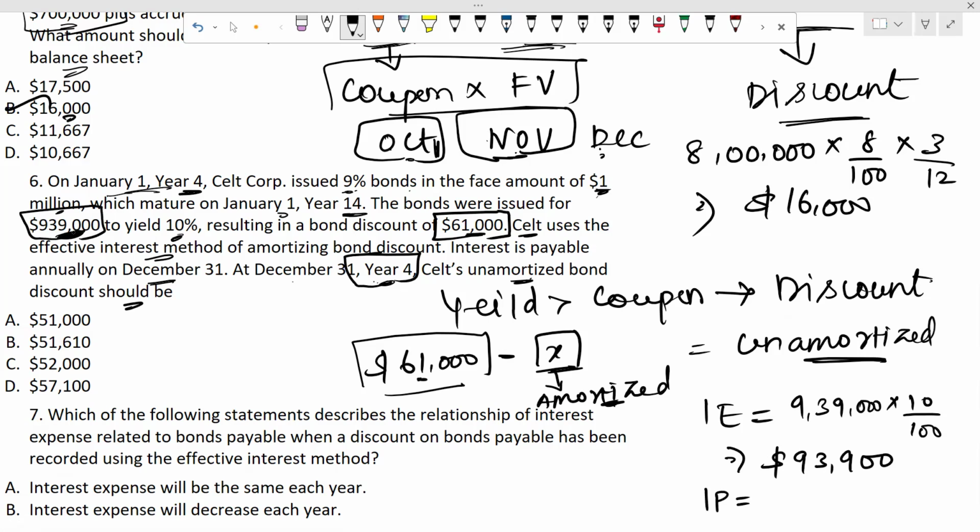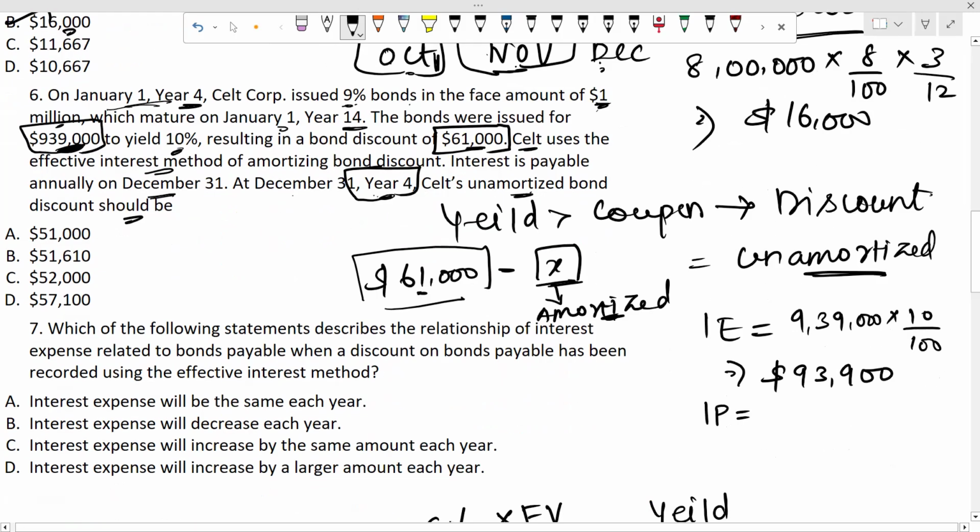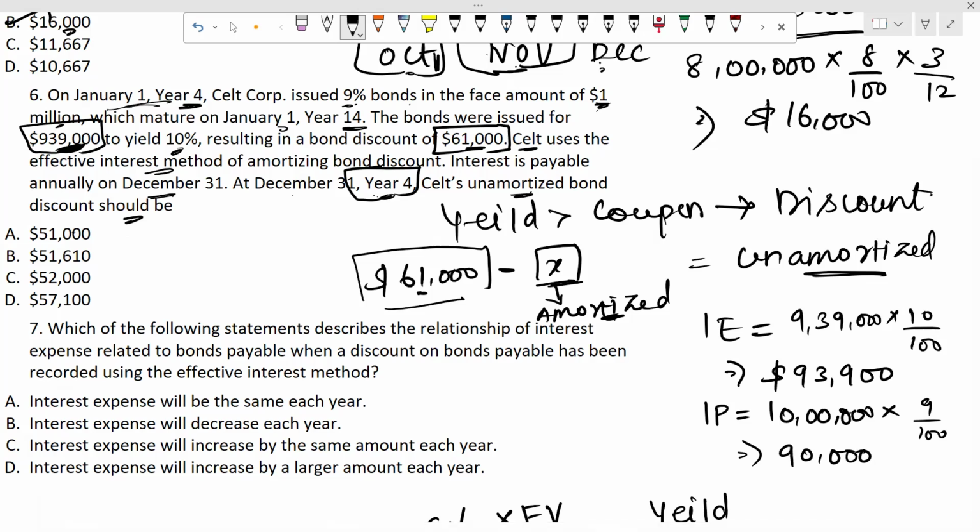What is interest payable? It is face value into coupon rate. What is the face value? Face value is 1 million or 10 lakh. Into what is the coupon rate? 9%. So we get 90,000.